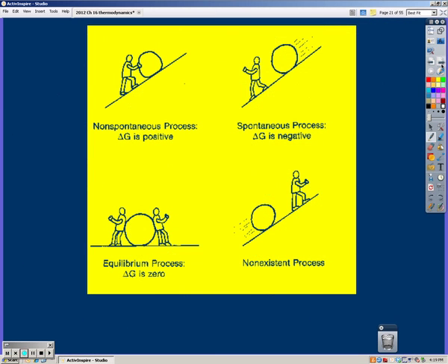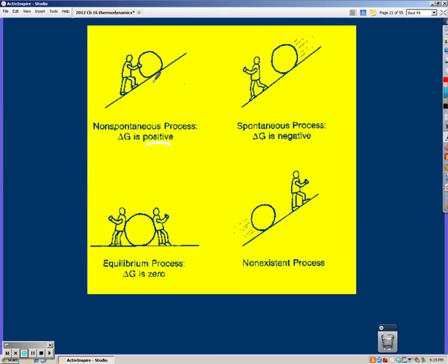A non-spontaneous process is when delta G is positive. So pushing the ball or the rock up the hill is non-spontaneous. It occurs, but only if you put energy into it. A spontaneous process is when delta G is negative. So once you make it to the top of the hill, then the ball is going to roll down the hill spontaneously. You no longer have to put energy into it.